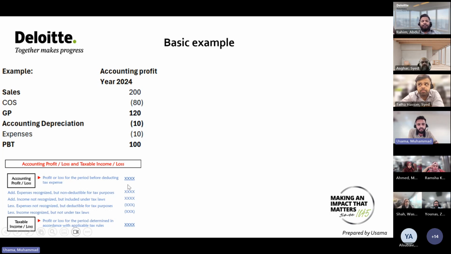So basically, tax laws do not allow certain kinds of expenses and income, which we call admissible and inadmissible expenses. For example, here you can see that the accounting depreciation is 10. But for tax purposes, they say no, this should not be 10, this should be as per the tax laws. So, for example, if our tax depreciation is 30 here, we need to revise our computation.